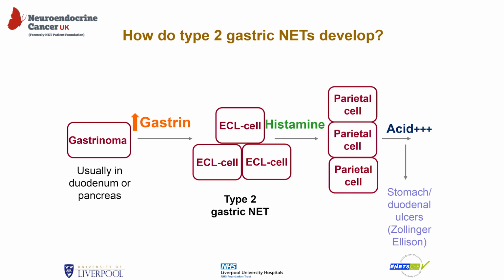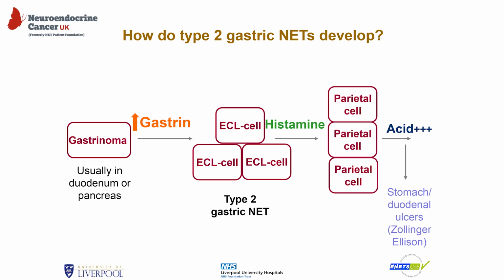So moving on now to type 2 gastric neuroendocrine tumours. These also involve gastrin, but in a somewhat different way. In this condition, what you have is a gastrin-secreting tumour called a gastrinoma. This isn't usually located in the stomach, but further down the GI tract in the duodenum, or alternatively in the pancreas. So this gastrinoma produces high levels of gastrin, which then stimulates the ECL cells to grow again. And these are what can develop into type 2 gastric neuroendocrine tumours.